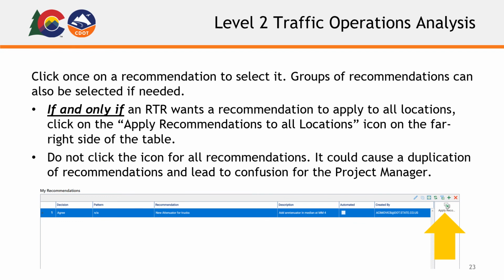Click once on a recommendation to select it. Groups of recommendations can also be selected if needed. If and only if an RTR wants a recommendation to apply to all locations, click on the Apply Recommendations to All Locations icon on the far right side of the table. Do not click the icon for all recommendations. Doing so could cause a duplication of recommendations and lead to confusion for the project manager.